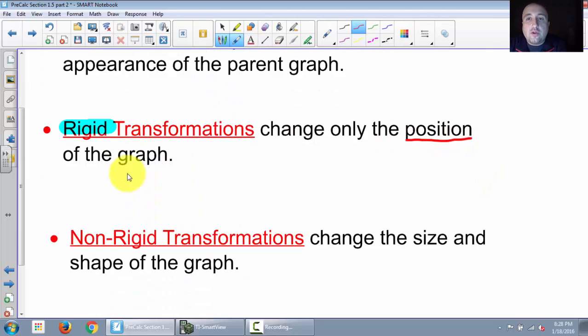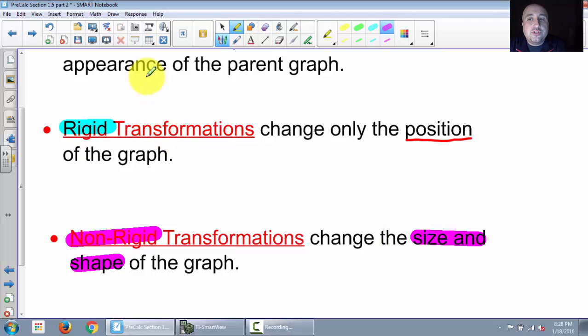Then the second one we have is called a non-rigid transformation. What that is, it changes the size and shape of the graph. So it could get bigger, it could get smaller, things like that. Rigid doesn't change the size and shape. It just changes the position, and non-rigid changes the size and the shape. Those are the keywords you have to remember for these types of transformations.